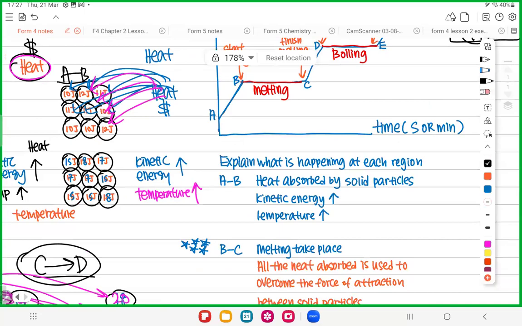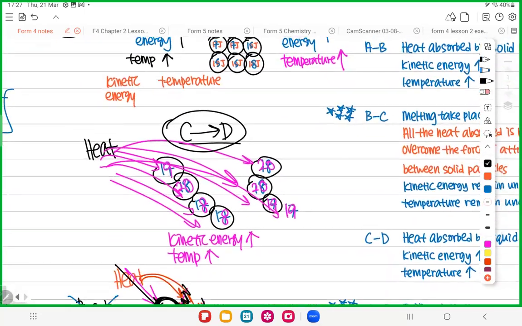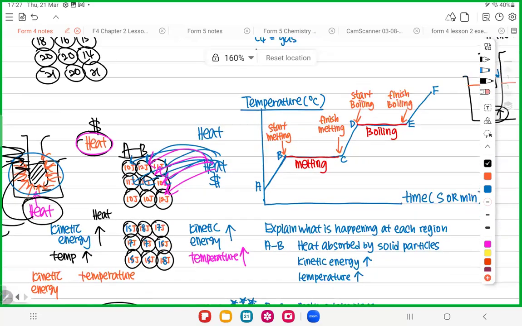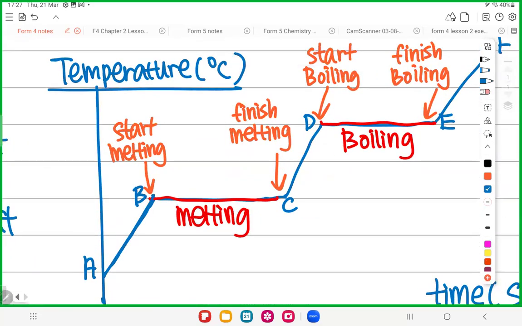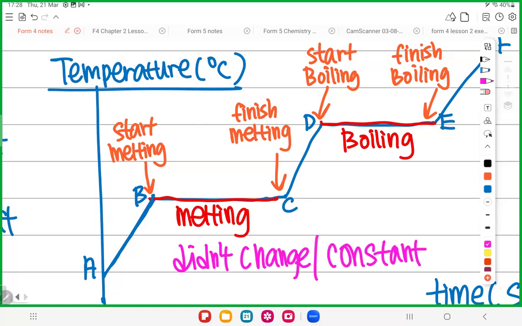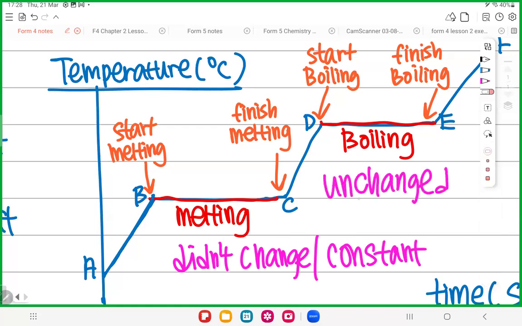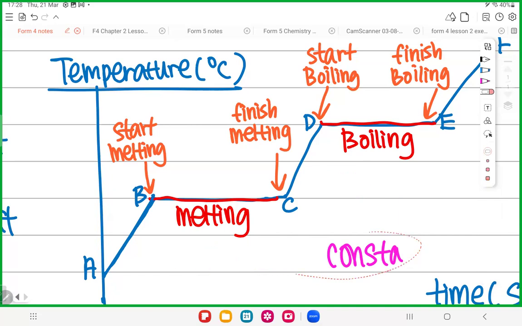Now the second part, this is much, much more important. Now, process B to C. This is very, very important. So as you all can see, B to C is the melting process. During the melting process, can you see the temperature didn't change? Am I right? The temperature here didn't change. Sometimes they call it constant. The temperature remains constant. Or sometimes they say unchanged. So during the melting process, the temperature didn't change.